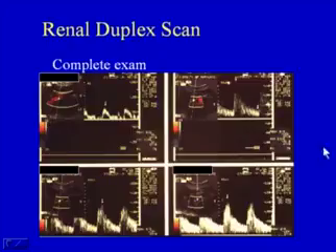A complete exam: here's the peak systolic velocity or spectral Doppler from the abdominal aorta. Then we move into the proximal renal artery, then the mid-renal artery, and into the distal renal artery. It's important to note that the signals throughout the renal artery are essentially the same. What's critical about that is if you see a change in these waveforms, it might indicate that you've missed something, and then you would need to go back and identify why there was a change in the shape of the waveform. They should remain uniform and consistent throughout.